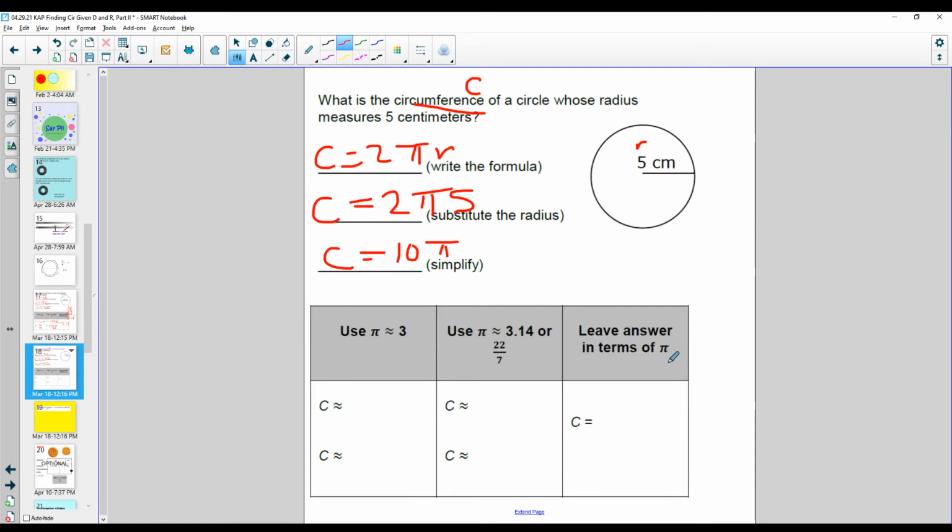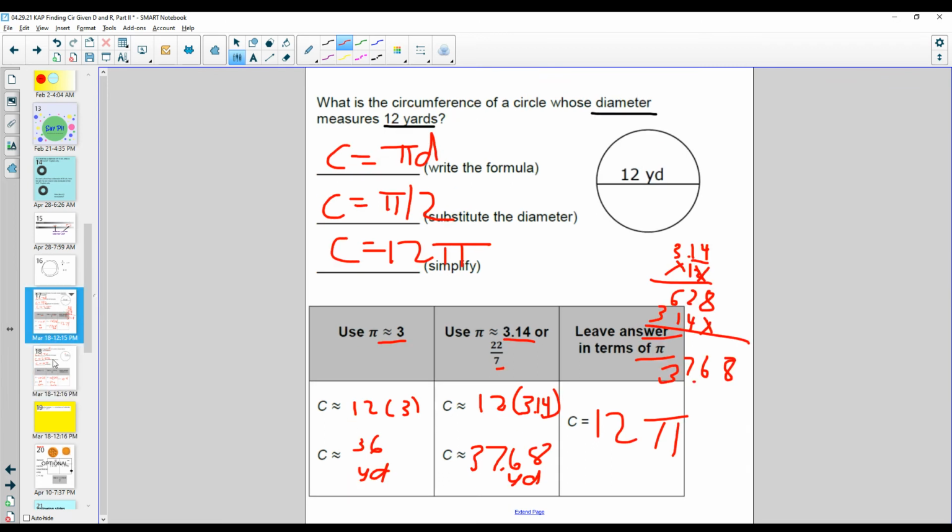So here it says leave answer in terms of pi, so it's 10 pi. What happens if I were to replace the pi with 3? 10 times 3 is 30 centimeters. And what if I want to replace the pi with 3.14? 10 times 3.14 is 31 and 4/10 centimeters. So all three of these. So that is how to find circumference given either the diameter or the radius.